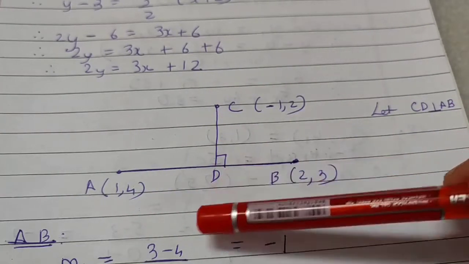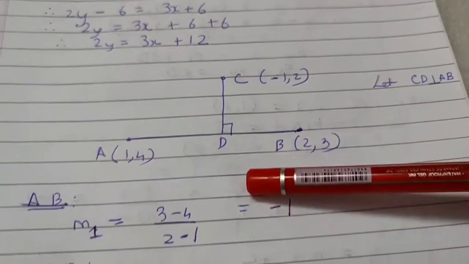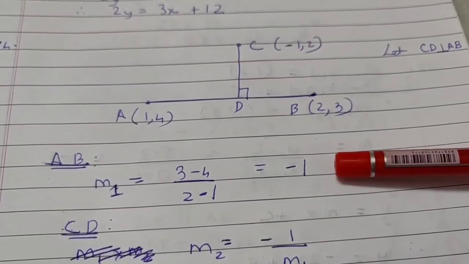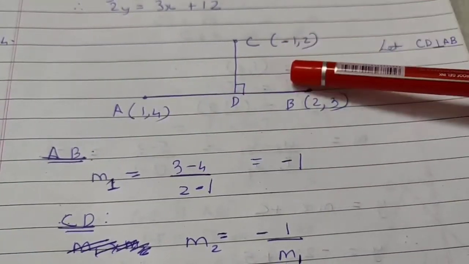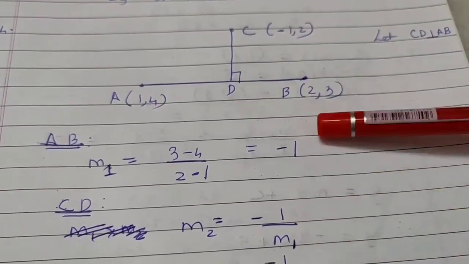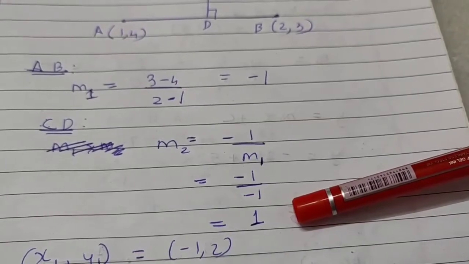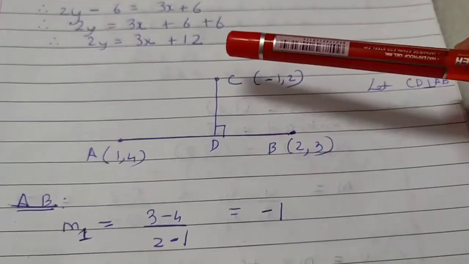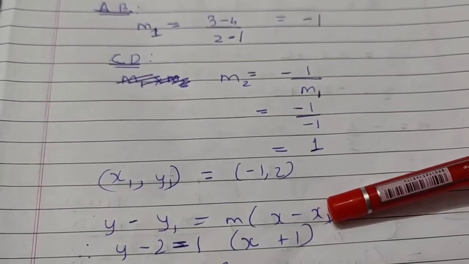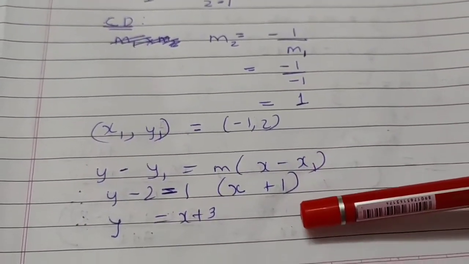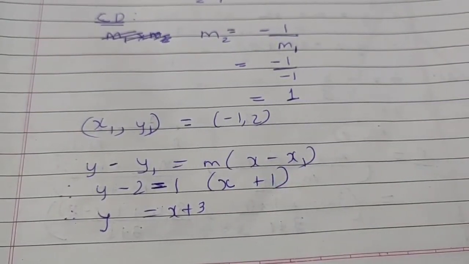But how do I find the slope of AB? Well, for AB I have 2 points given. So using those 2 points, I can directly find the slope, -1. And you know CD is perpendicular, so its slope will be the negative reciprocal of this slope, which comes out to be 1. Now that I have 1 point C and the slope, I can use the slope point form to write the equation of CD, which comes out to be y is equal to x plus 3.